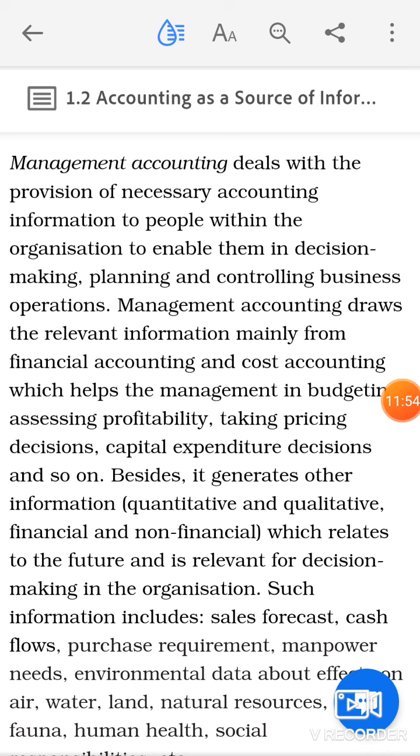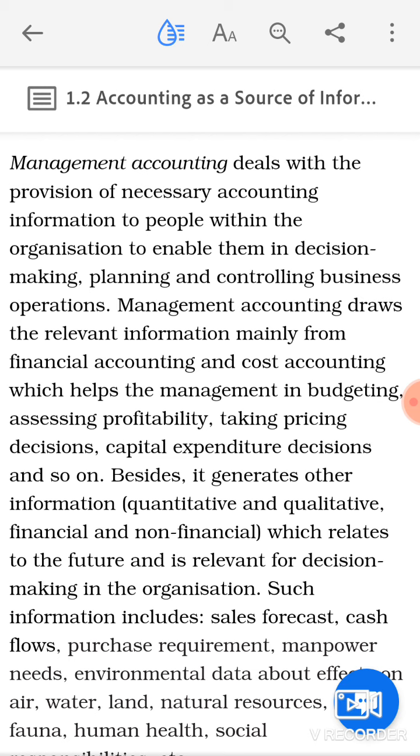Now the next is your management accounting. Management accounting deals with the provisions of necessary accounting information to people within the organization to enable them in decision making, planning and controlling business operation. Now when you talk about management accounting, as the name suggests, it deals with provision of necessary accounting information to people within the organization to enable them in decision making. So this management accounting is going to serve those individuals who are the policy makers of the organization, and it will be helpful for them to make decisions. It will be helpful for them in making planning and controlling business operations.